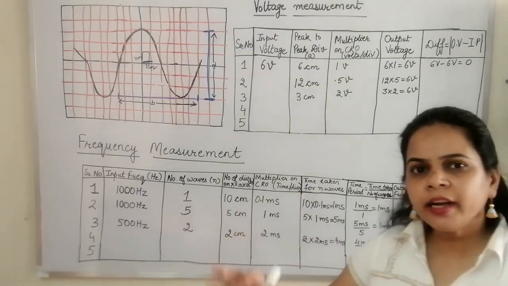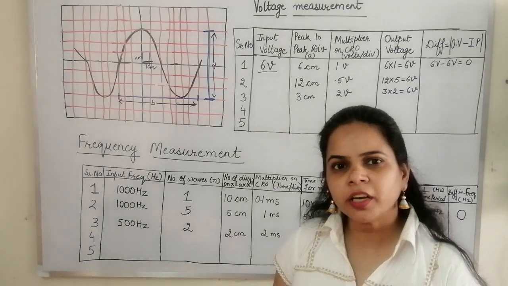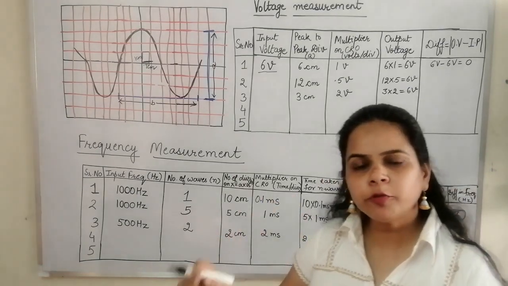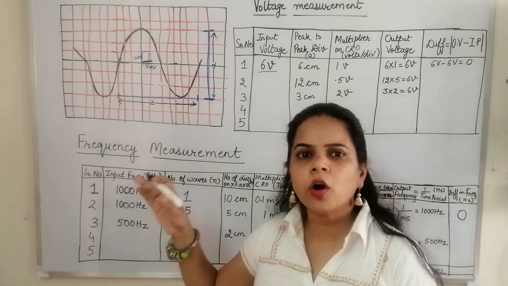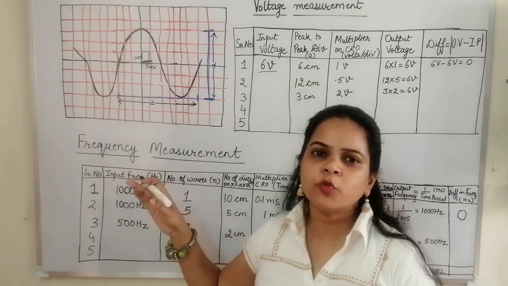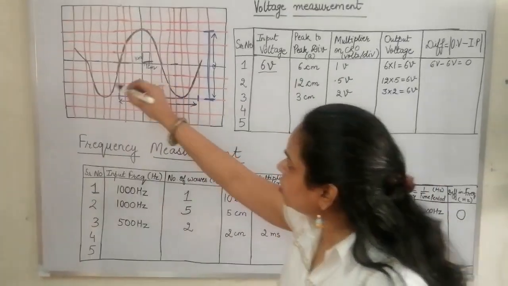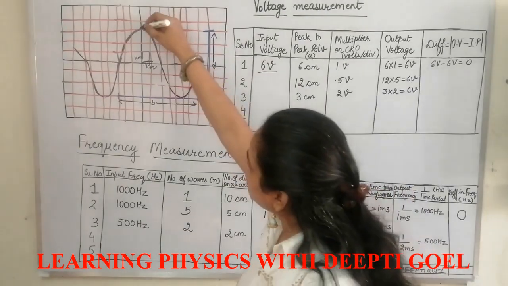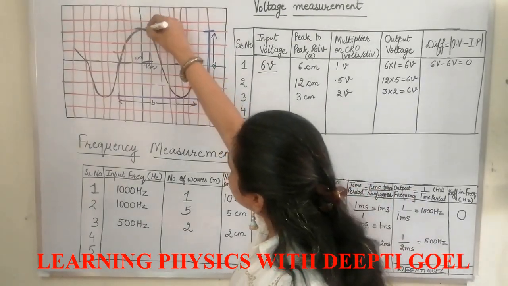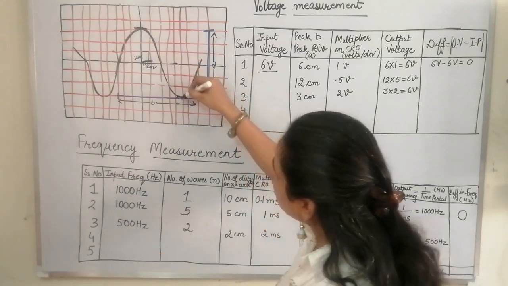We have fed a voltage of, let it be, 6 volts from the function generator. So we have to verify whether the 6 volts is appearing on the CRO or not. Is it coming as an output of 6 volts or not? So we can check it using a CRO. So this is our wave. Now what we have to do is calculate the number of divisions from peak to peak. So this is one peak, this is the lower peak.